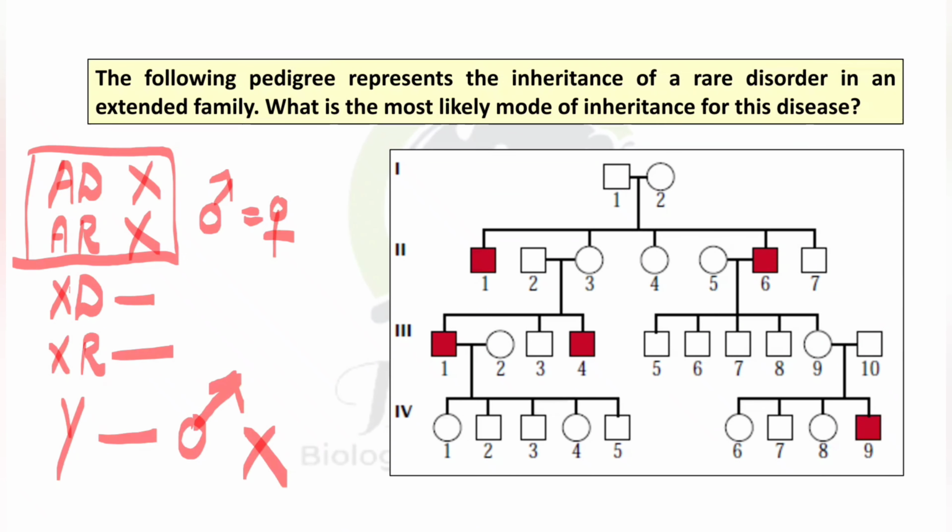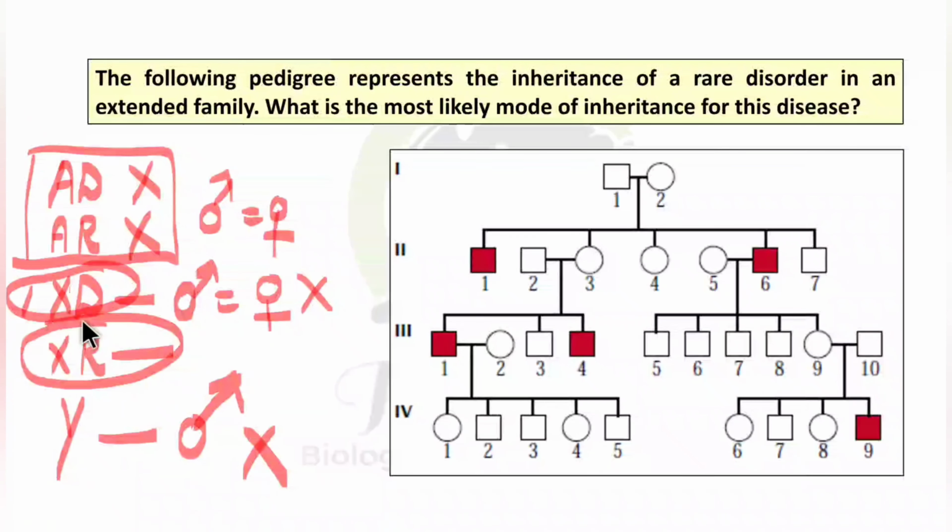Now this cannot be X-linked dominant. Why is it so? Because in X-linked dominant also, we have studied that the disease chances are equal in male and female, and here you can see only the male children are affected, and therefore this cannot be X-linked dominant. So the X-linked dominant option is also cancelled. Now we have reached the answer. It is X-linked recessive. Now let's see the detail.